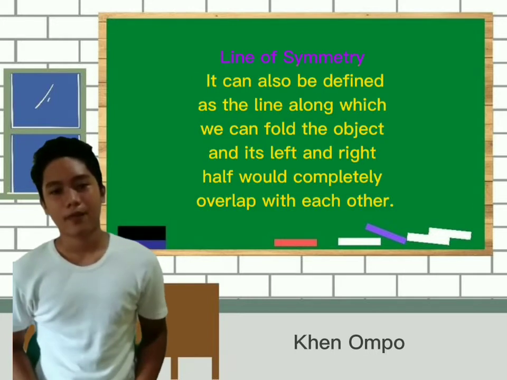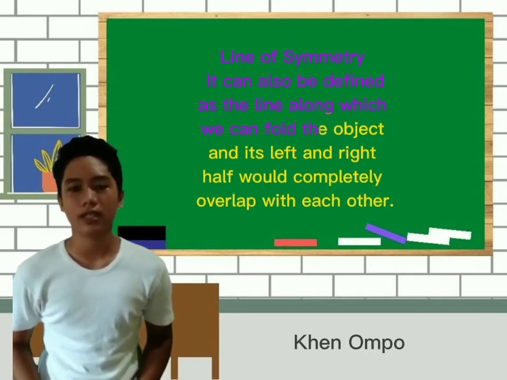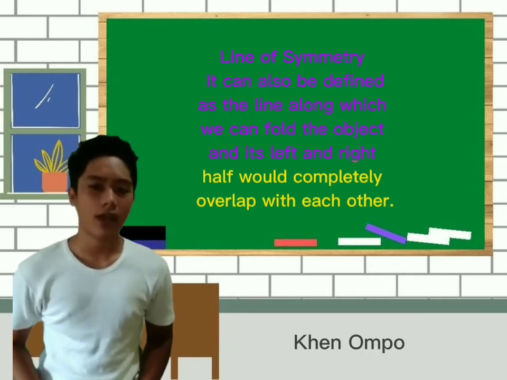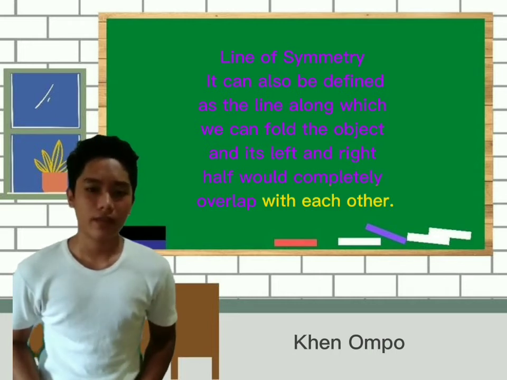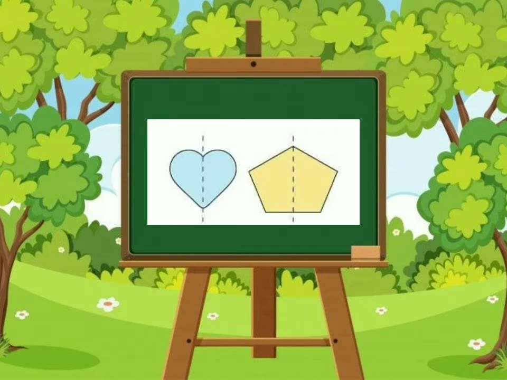Line of symmetry. It can also be defined as the line along which we can fold an object so that its left and right halves completely overlap with each other. Here are some examples of symmetry. As long as we can fold the object and its left and right halves overlap with each other, it is called symmetry.